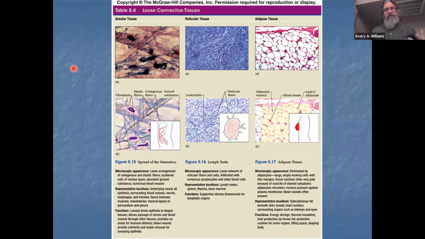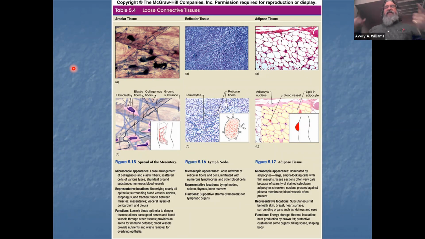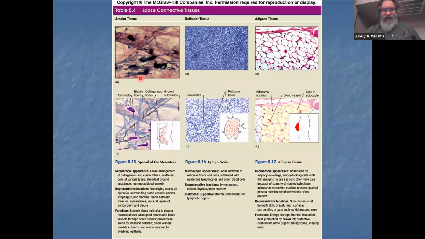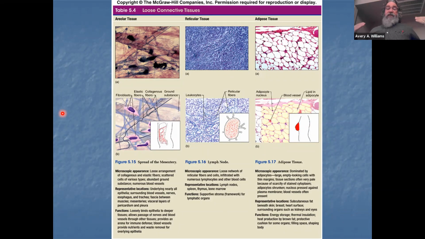And then with the fibers, it kind of acts as a go-between, like a liaison between structures, anchoring them together and so forth. And so where do you find this? Well, any place that you need something like that. Classic areas to find areolar connective tissue are under an epithelial tissue.